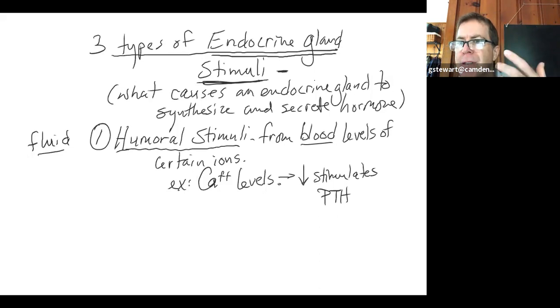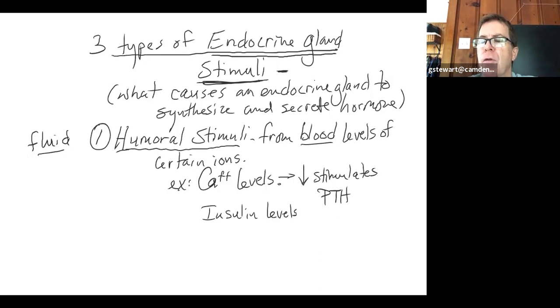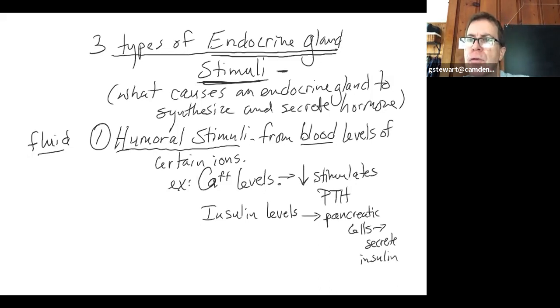Another example would be insulin acting on pancreatic cells. So when blood glucose levels rise, it stimulates pancreas cells to secrete the hormone insulin. So I'm just going to write insulin levels also in the blood would stimulate pancreatic cells, beta cells in the pancreas, to secrete insulin. So those are examples of humoral stimuli coming from the blood.